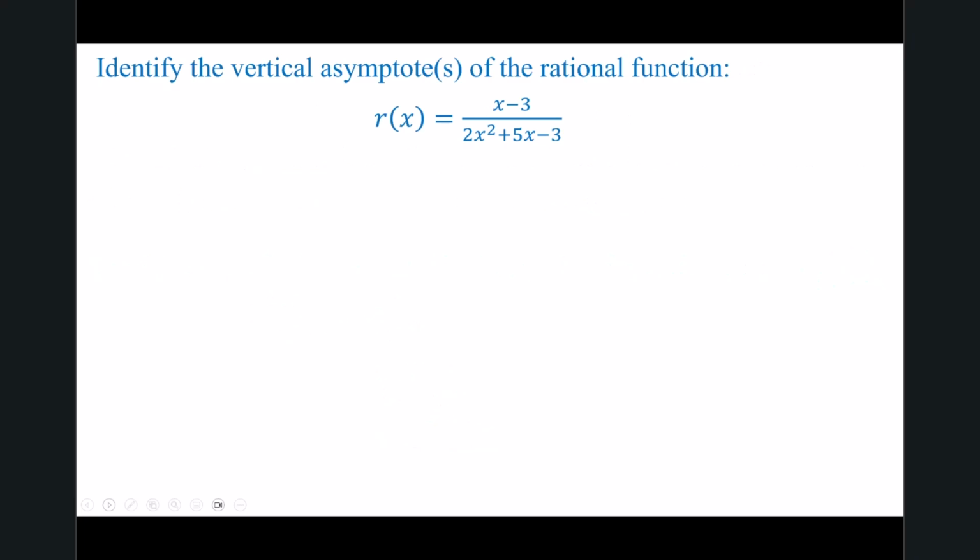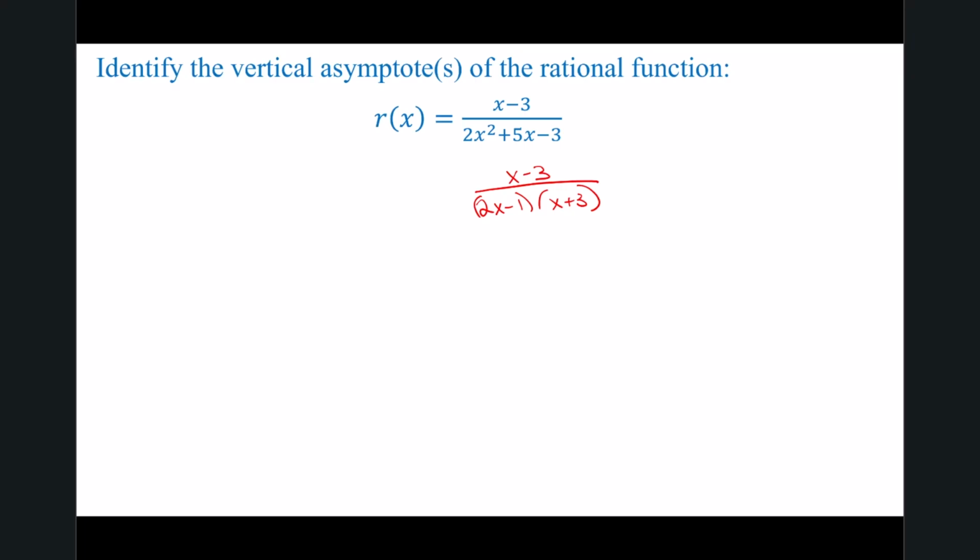Identify the vertical asymptotes of this function. R of x equals x minus 3 divided by 2x squared plus 5x minus 3. The first thing I'm going to do is factor that denominator. So I have x minus 3 divided by 2x minus 1 times x plus 3. Is that right? So we have 2x squared plus 6x minus 1x minus 3. Yes, so 2x minus 1 times x plus 3.